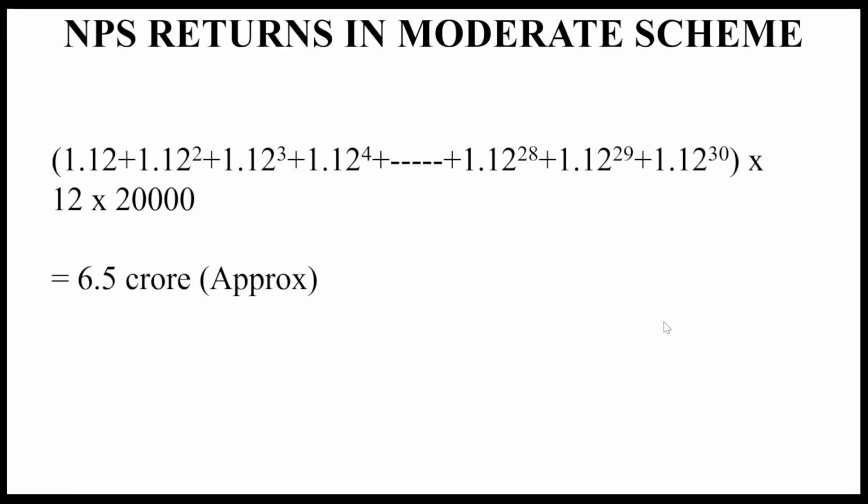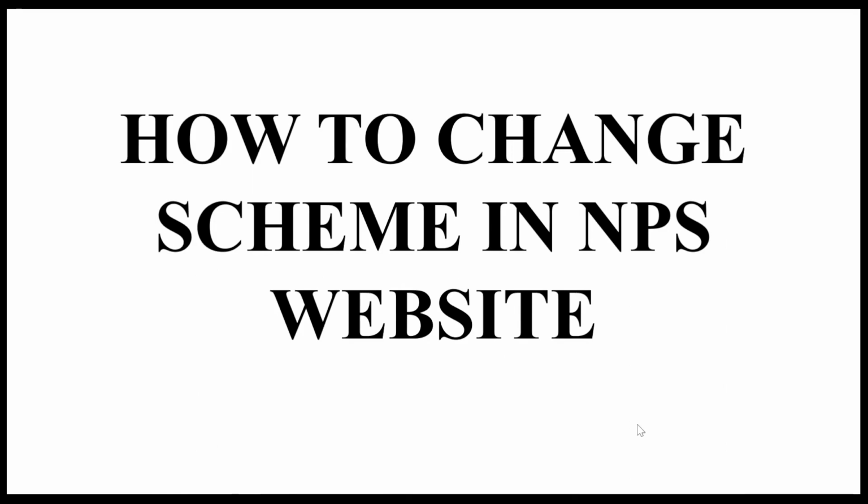6.5 crores. In the default scheme, you were getting only 3.5 crores, and in the moderate scheme, you are getting 6.5 crores, meaning 3 crore extra by just changing your scheme. So I believe this is a good option if you want to earn more and also save more corpus for your retired life. So let's discuss how to change the scheme on the NPS website.